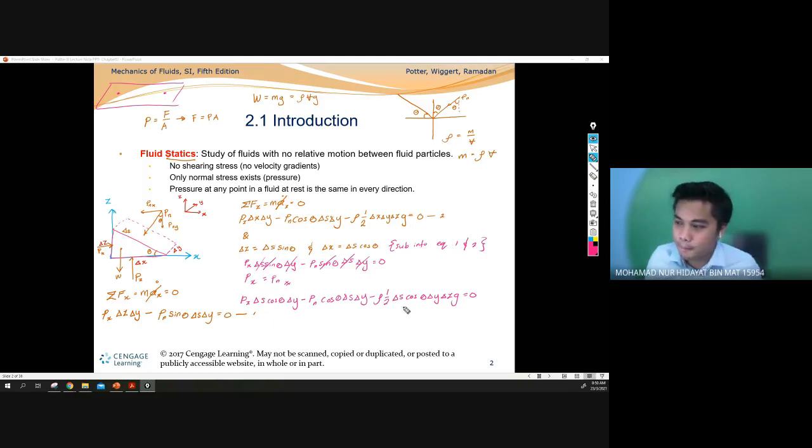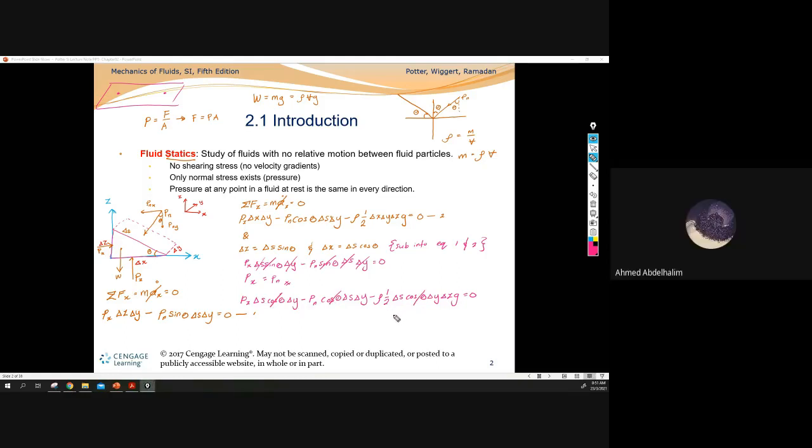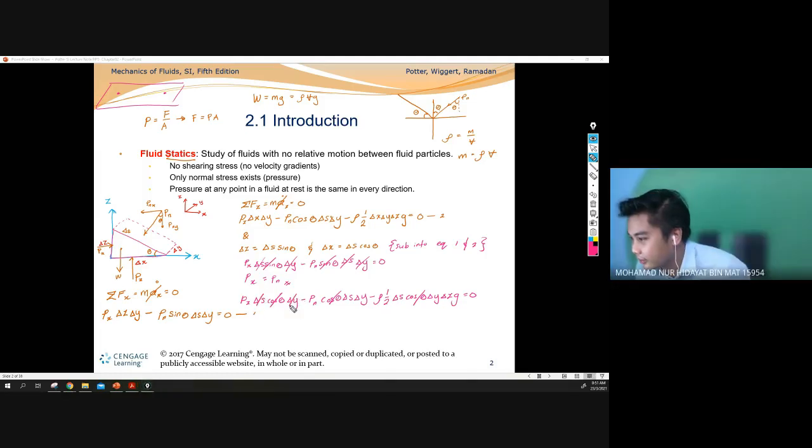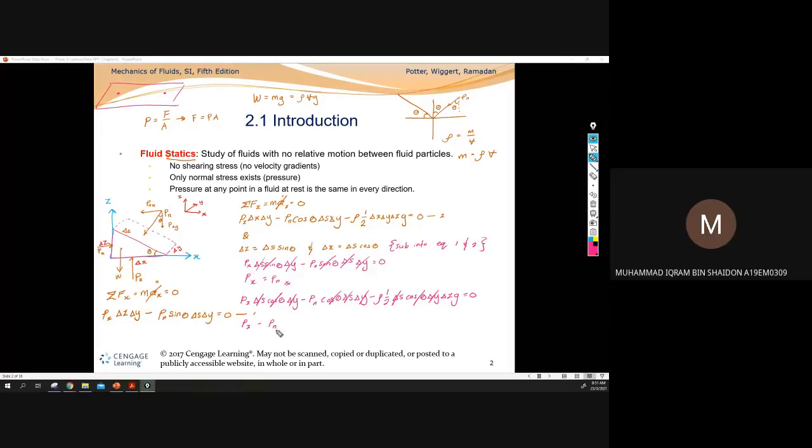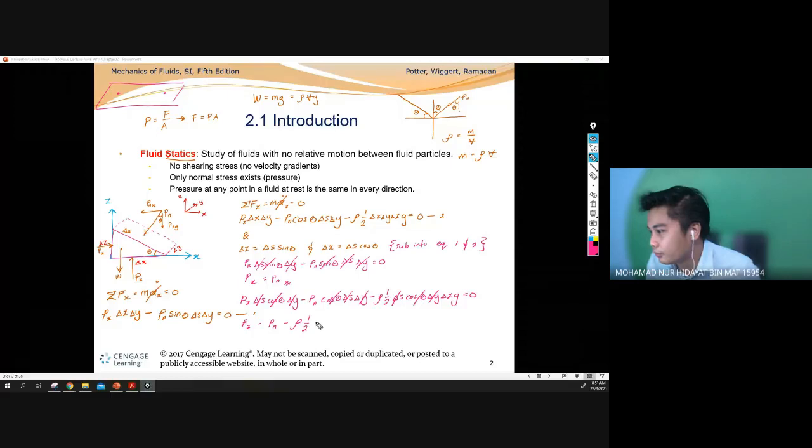Okay, let's try to eliminate. Cos, another one? Delta s, delta y. So what do we have here? Pz minus Pn minus rho by 2 z g equal to 0. So we move this to the other side. So Pz is equal to Pn plus half rho g delta z.